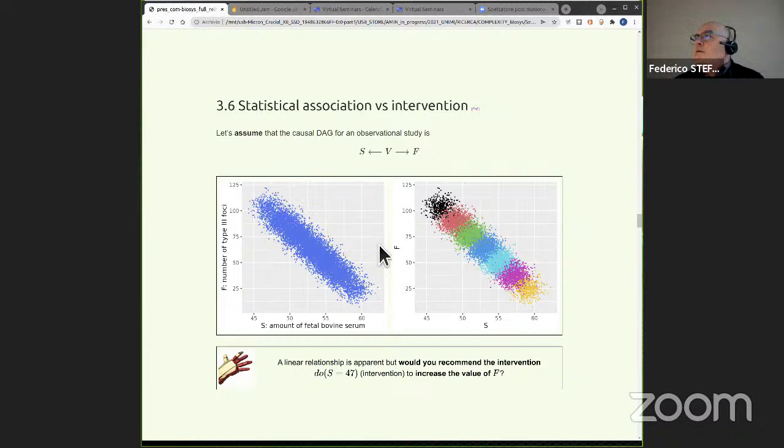And so why do we see the linear relationship? This is a matter of the random variable V. The sample space of V is made of 7 different values. And so when we condition on V, you see a subset of points that is without any particular shape. So from the causal point of view, the linear relationship is a sort of artifact because we neglected to consider the variable V.